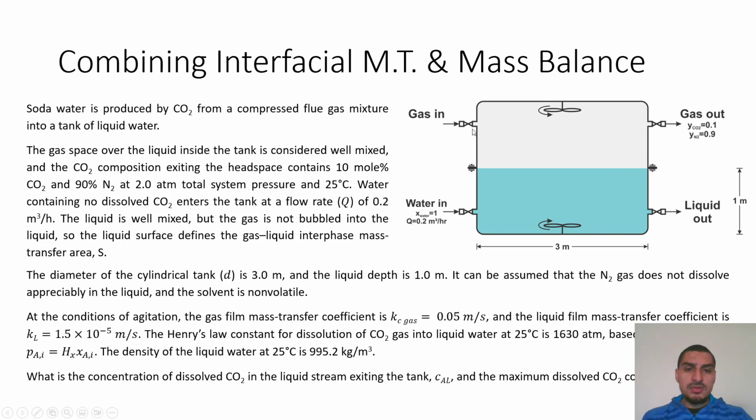We have here the carbon dioxide is compressed in this gas phase into this tank that's filled with liquid water, and the gas phase over the liquid is well mixed. That's why I have this mixer here, and we will talk about the well mixed part and how this is important for us. And the CO2 composition exiting the space contains 10 mole% carbon dioxide. So we have here the mole fraction of carbon dioxide is 0.1, and the rest is nitrogen, which is 0.9. The pressure is 2 atmosphere, and the temperature is 25 degrees Celsius.